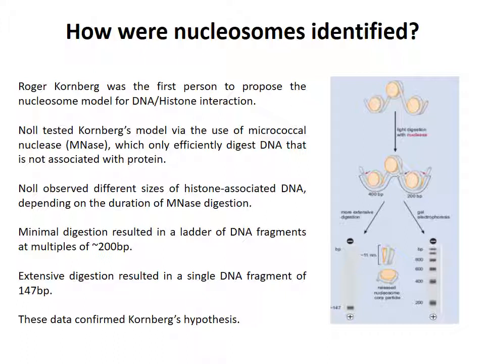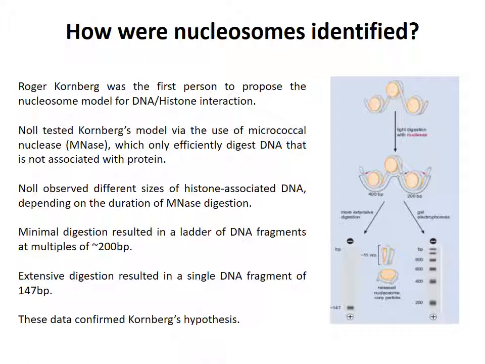So Noll hypothesized that by using micrococcal nuclease, he could test whether or not DNA was being wrapped around these histone proteins in the ordered manner that Kornberg was hypothesizing. And when he did his experiment, he observed exactly what Kornberg had put forward. So he observed that different sizes of histone-associated DNA were observed following the experiment, depending on the duration that the MNase enzyme was incubated with the sample.